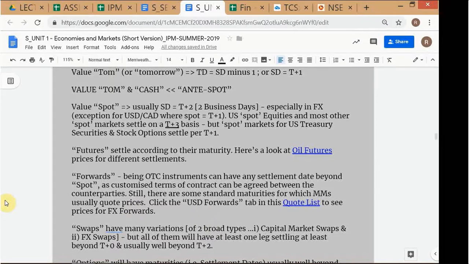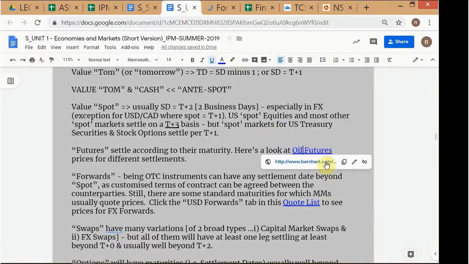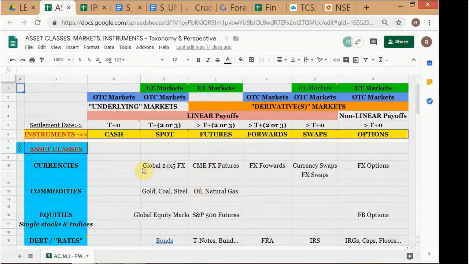The point is essentially this, that when you look at a futures quote list, this is actually net on your forwards, this is oil futures. At this stage, you may feel that you don't really understand, like I think Pulkit was asking, I don't know what futures are, I don't know what forwards are. That's okay, you're not expected to know what futures and forwards are because we haven't discussed those instruments in detail.